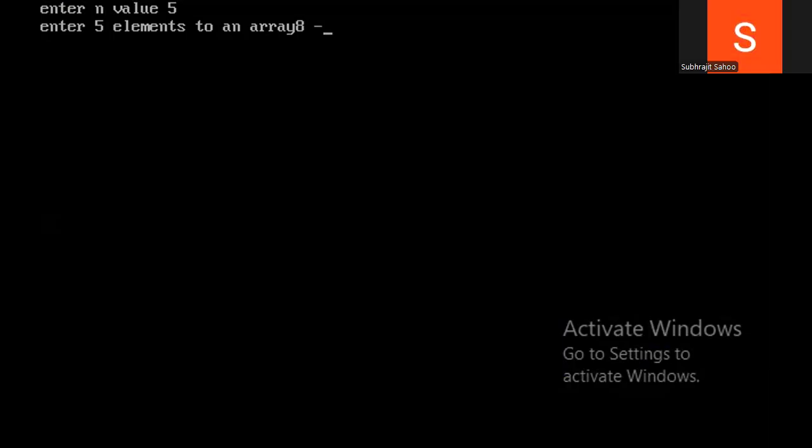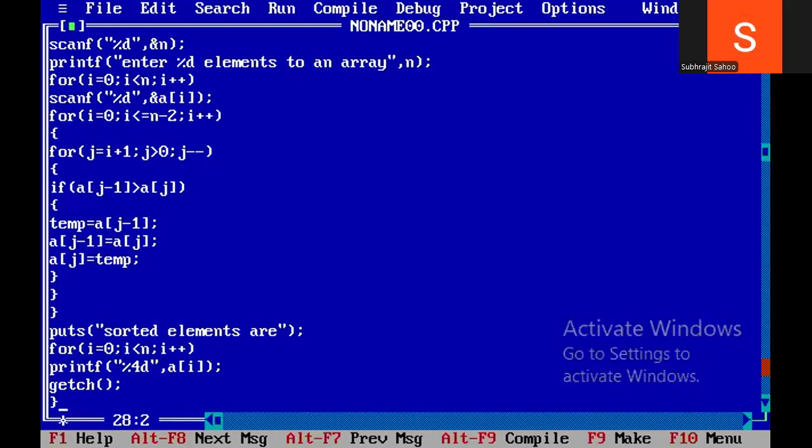The elements are 8, minus 5, 23, 34, 13, minus 2. Now see, after sorting the elements become minus 5, minus 2, 8, 13, 23. Ascending order? Not, sir, descending order. How to get descending order? Simple. Descending order means big to small number. Only one change you have to make here: where greater than is there, put less than. Nothing else has to change.